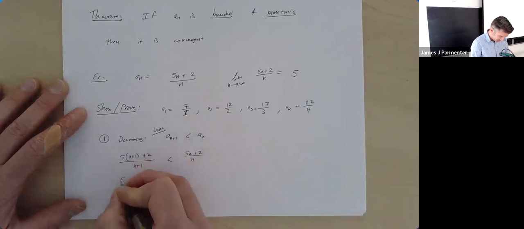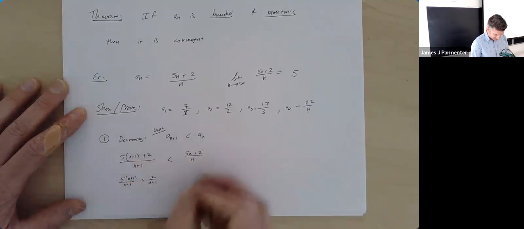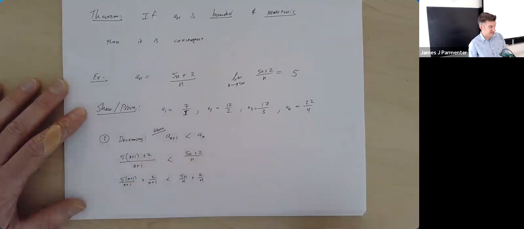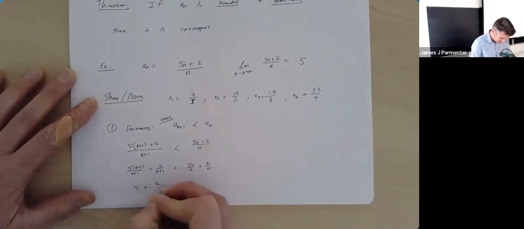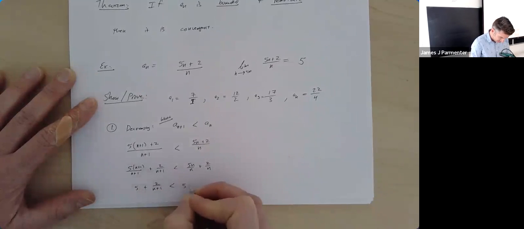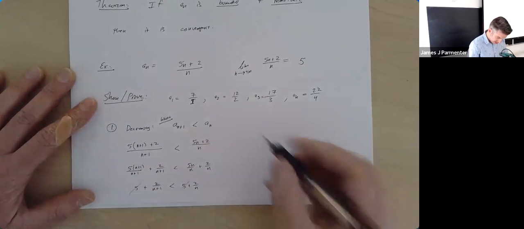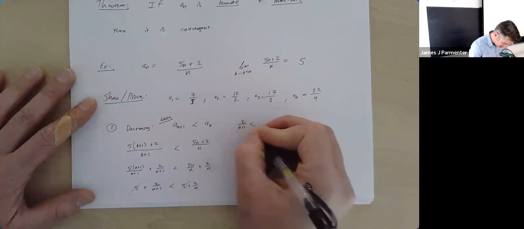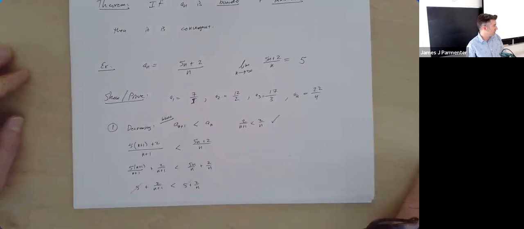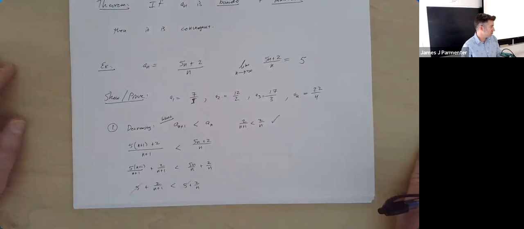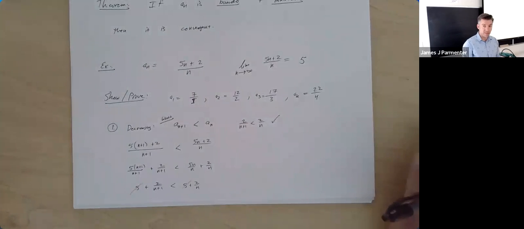If I write this, I can write this as 5 times n plus 1 over n plus 1 plus 2 over n plus 1. And I can write this as 5n over n plus 2 over n. And then things cancel. This is really just 5 plus 2 over n plus 1, and this is just 5 plus 2 over n. And then the 5s, we can just subtract from both sides. And let me ask, is 2 over n plus 1 less than 2 over n? For sure, the thing with the bigger denominator is the smaller thing. So this is decreasing for any positive n, which is all we care about because we're not thinking about n being negative.